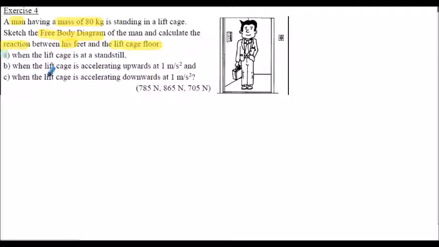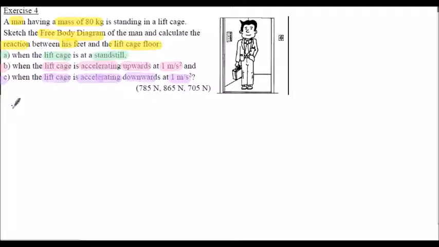The first one, A, we've got to find the force on the lift floor when the lift cage is at a standstill. In the second part of the question, we've got to find the force when the lift cage is accelerating upwards at 1 meter per second squared. And then finally, in part C, when the lift cage is accelerating downwards at 1 meter per second squared. So 3 different scenarios, we've got to work out the force on the floor. So I'm going to draw 3 separate free body diagrams for this particular situation, and I encourage you to do the same.